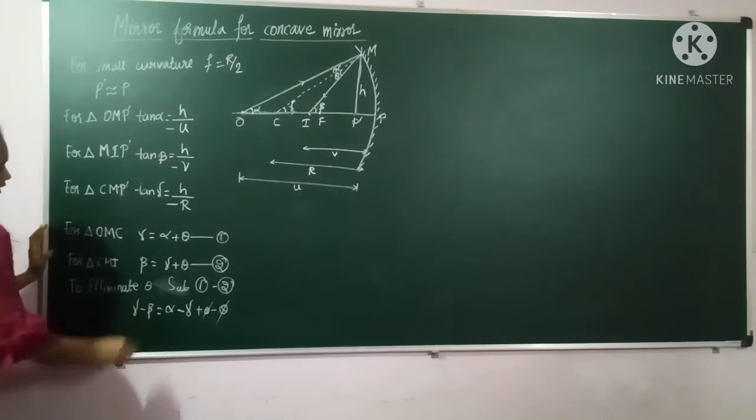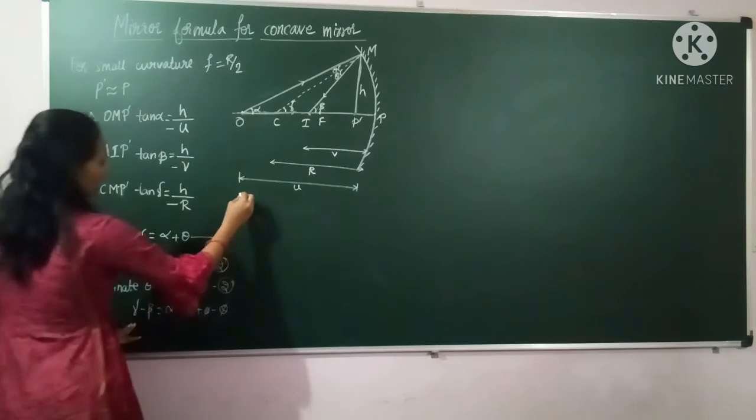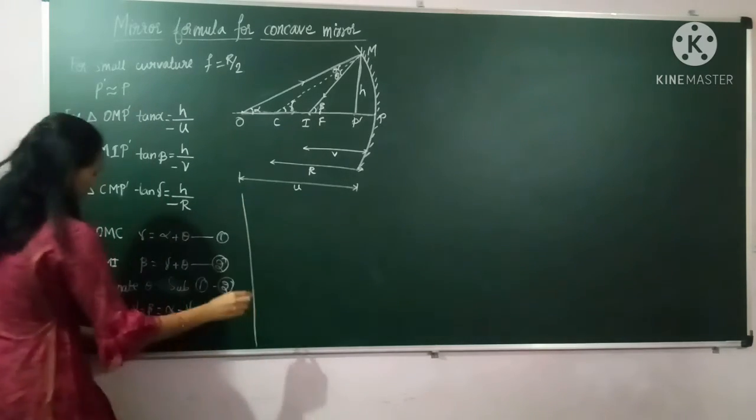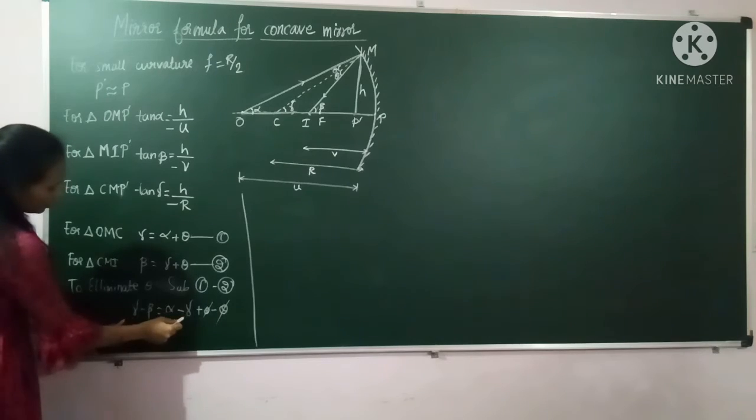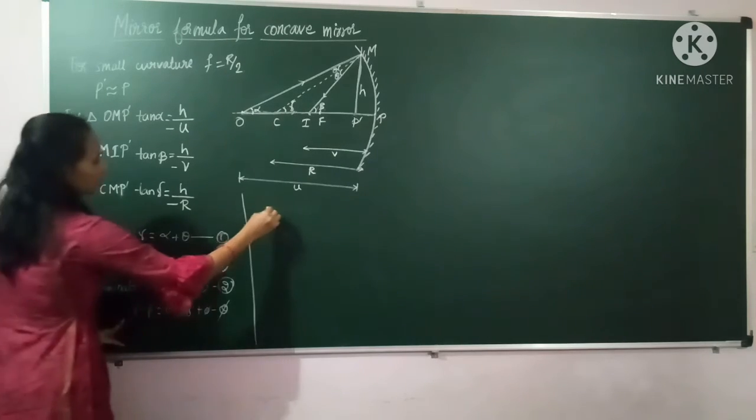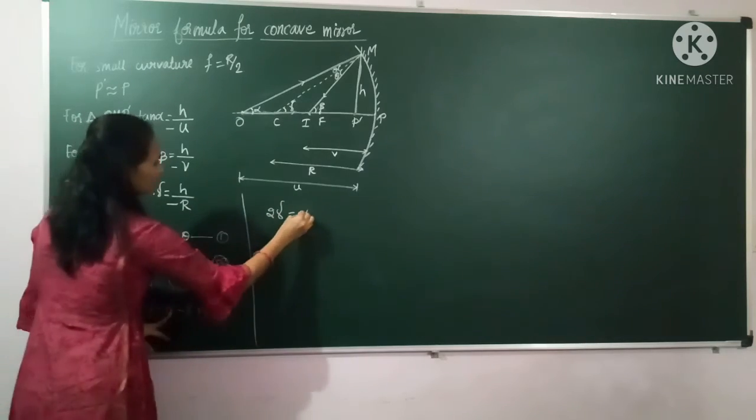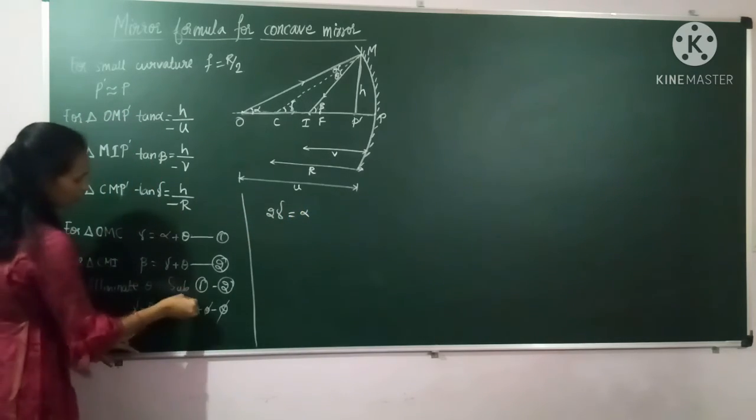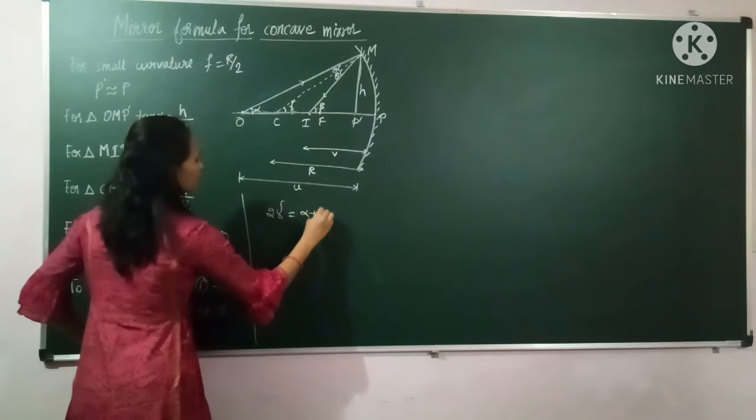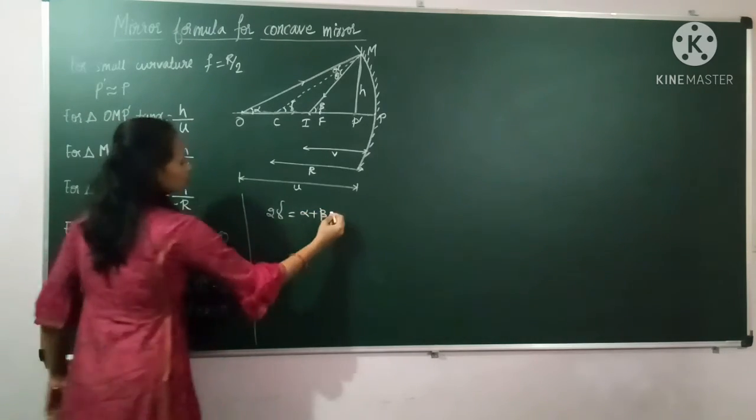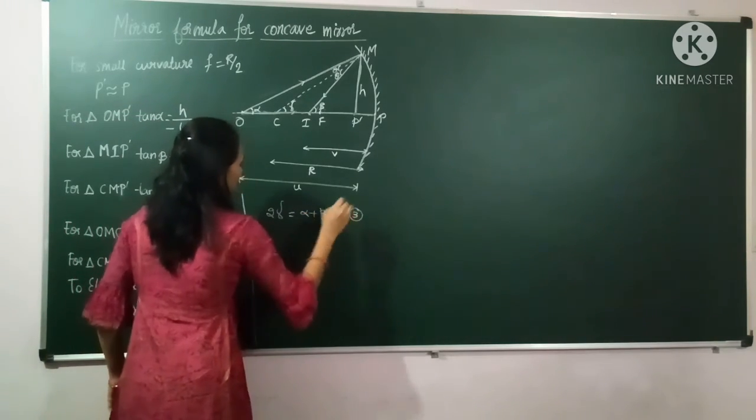So now this equation can be written as, this negative you take this side, it will become positive. So it will be 2 gamma is equal to alpha as it is, and this minus beta if you take here, it will become plus beta. So this is our equation number 3.